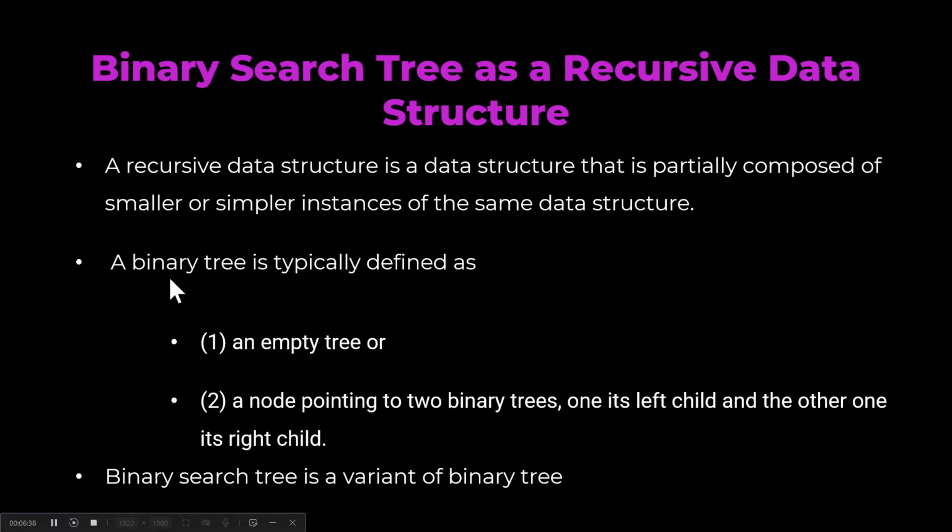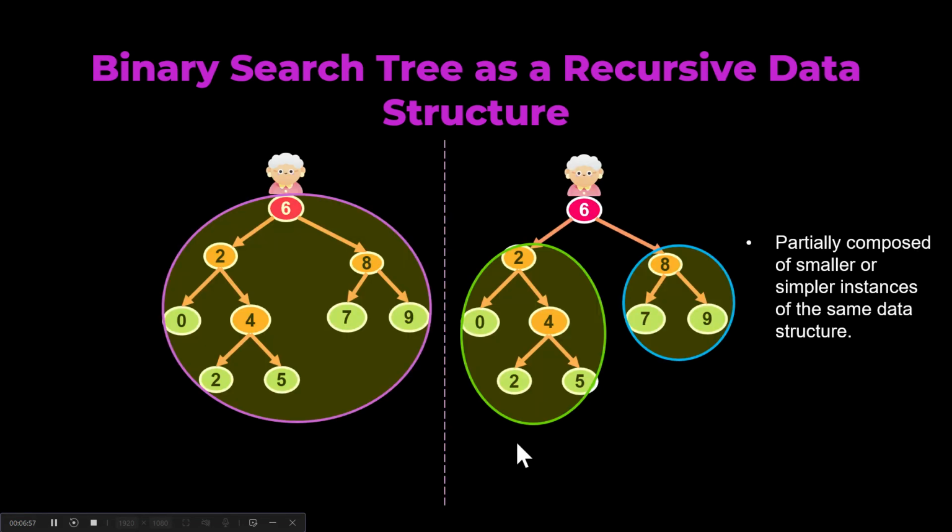In the binary tree, it can be an empty tree with null, or it will have a node and it will have 2 subtrees, a left subtree and a right subtree. So we know that binary search tree is a variant of a binary tree. So let's have a look at it. So if we break it down as a recursive data structure for this binary search tree, you can see now the whole tree is the binary search tree, and we can break it down into left subtree and right subtree.